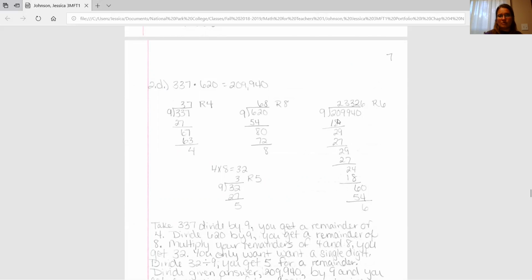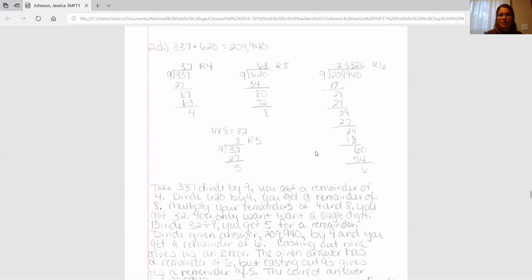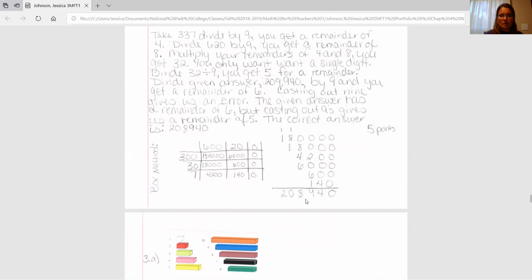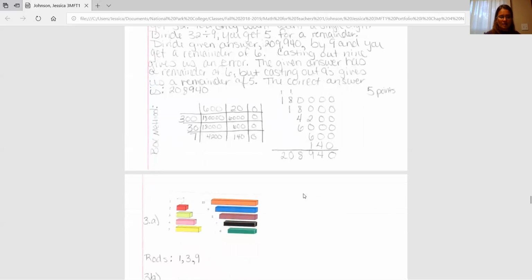Now do your given answer. 209,940 divided by 9 gives you a remainder of 6. Compare your remainders. Casting out 9s proves that there's an error. Our given answer gives us a remainder of 6. Our casting out 9s gives us a remainder of 5. And the correct answer is 208,940. I chose to do the box method for multiplication this time.